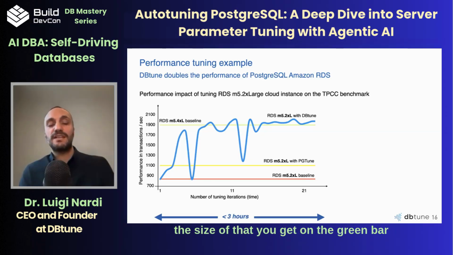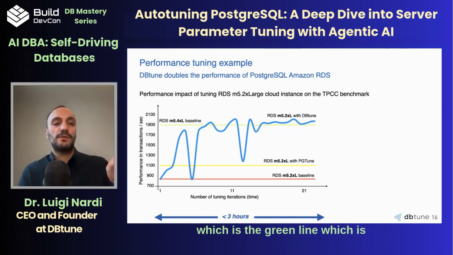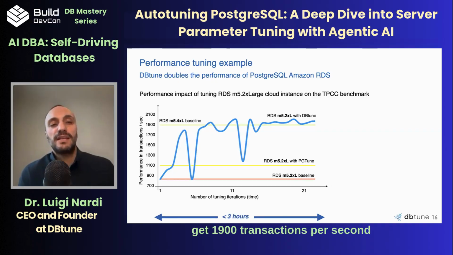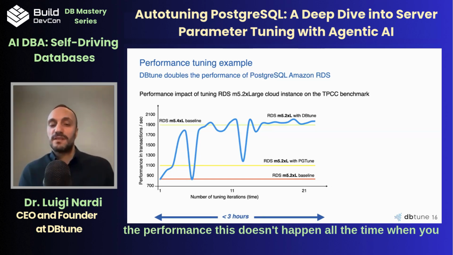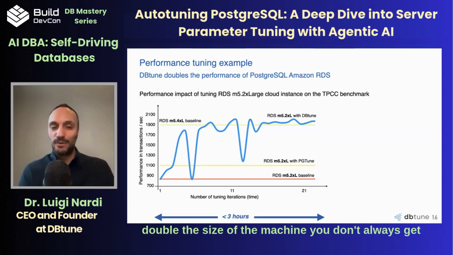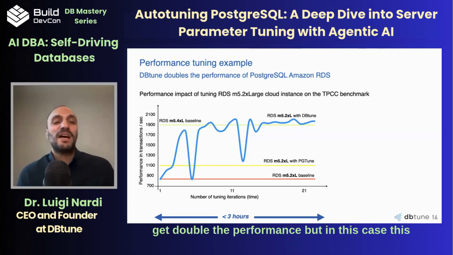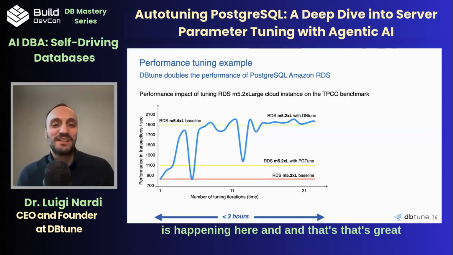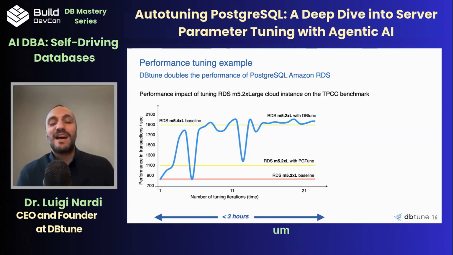If you double the size of that, you get the green line, which is the M5.4xlarge, and you get 1900 transactions per second. That's great. This doubled the performance. This doesn't happen all the time. When you double the size of the machine, you don't always get double the performance. But in this case, this is happening here, and that's great.